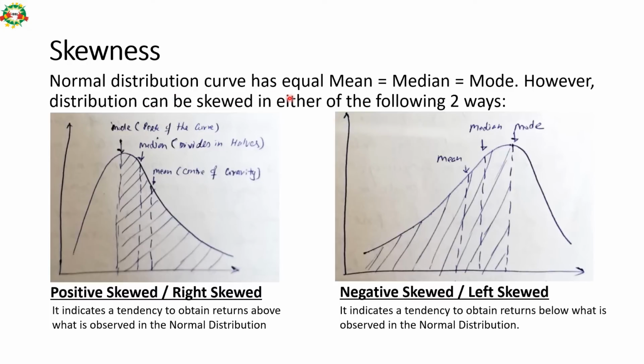In a normal distribution curve, there could be 3 types of distribution curves. A normal distribution curve has mean, median and mode, all three equal. We have already discussed mean, mode and median in session number 2 of the current playlist. So mean, mode and median, everything is equal. All three are equal in case of normal distribution. However, a distribution can be skewed in either of the following two ways.